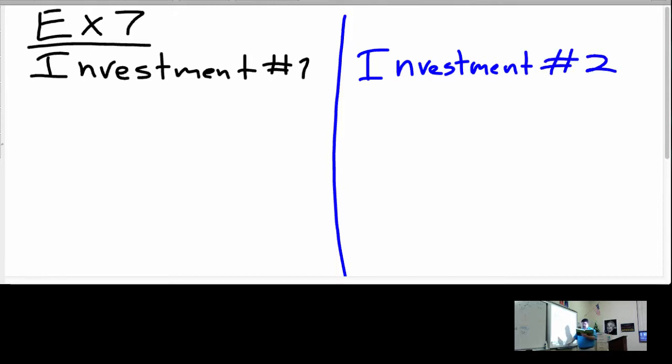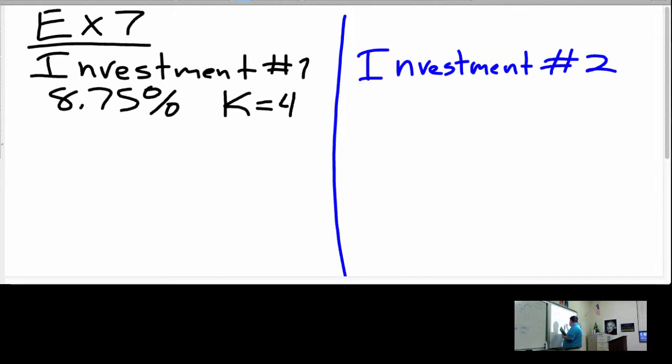So for investment number 1, it says 1 pays 8.75%, and that's compounded quarterly. And the other one is 8.7%, and that's compounded monthly.